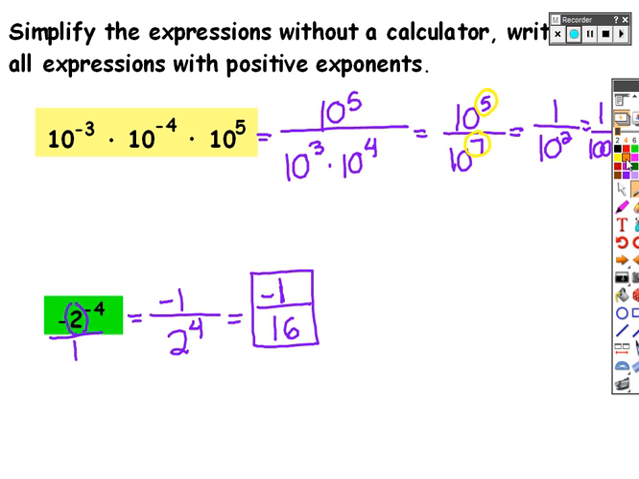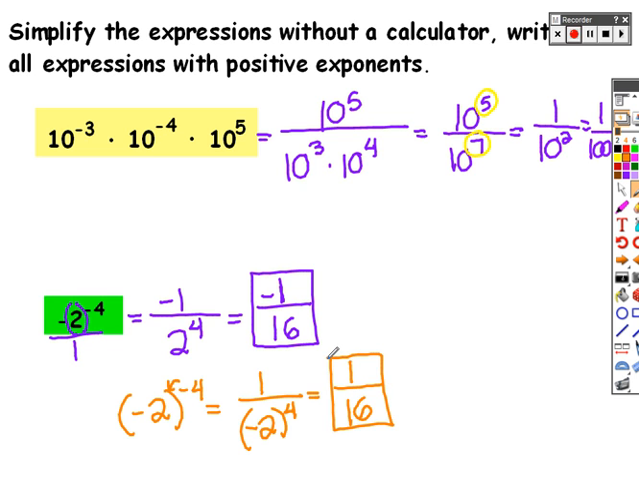Here's the difference. If that negative would have been attached to the exponent, it would need to be in parentheses. Then I move that whole thing. Now the exponent is attached to whatever comes right before it, which is what's in parentheses. So the negative and the 2 is going to move. And then this would be positive 1 over 16. So be very careful on this.